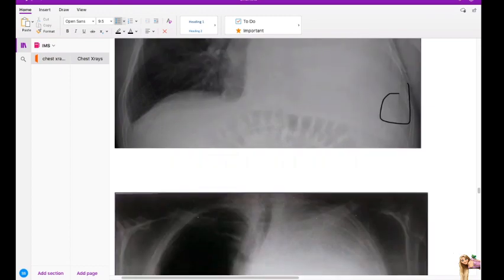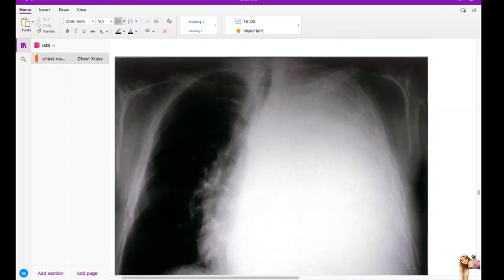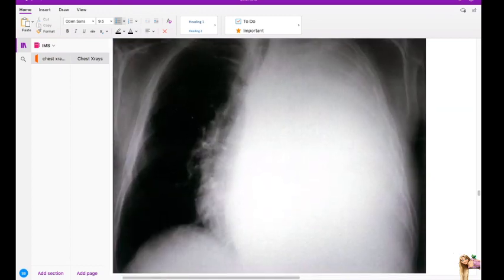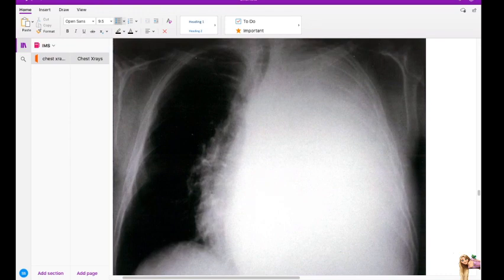All right. What is this? This is a very large pleural effusion. Okay, so basically the whole lung is whitened out, and there is a shift of the mediastinum and trachea to the other side. Okay, all right.